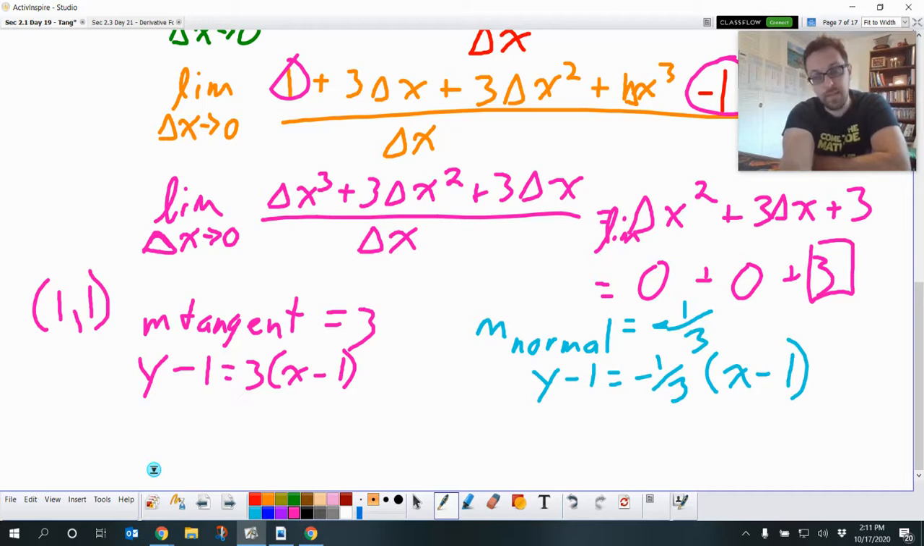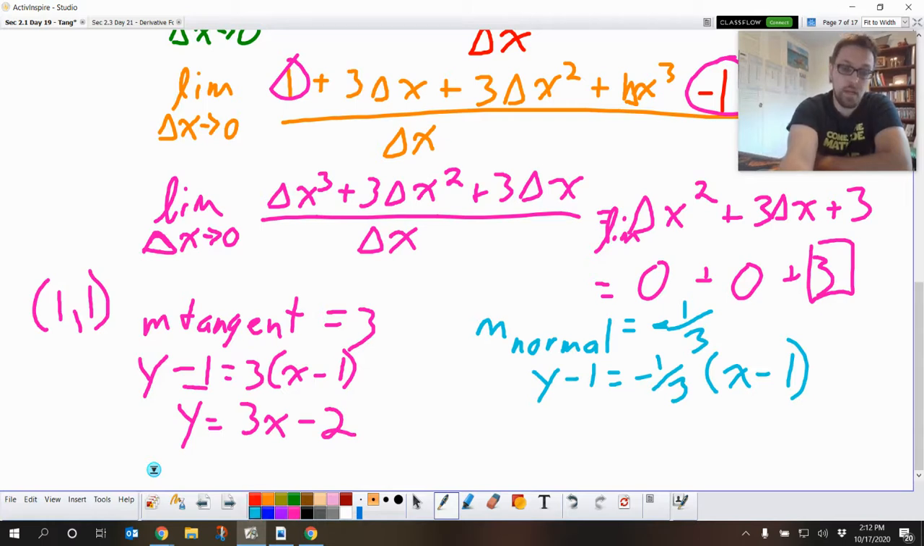If we wanted to be fancy, we have our equations like they asked us, but if we wanted to put them in, I don't know, slope-intercept form or something, we get y equals, let's see, that's 3x minus 3, but then we got to add the 1 from over there, so it's going to be 3x minus 2. On the other one, we get y equals negative 1/3 x, so that's positive 1/3 plus a 1, so that's plus 4/3.